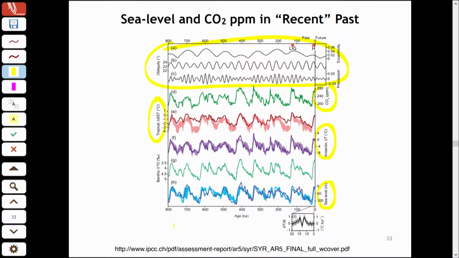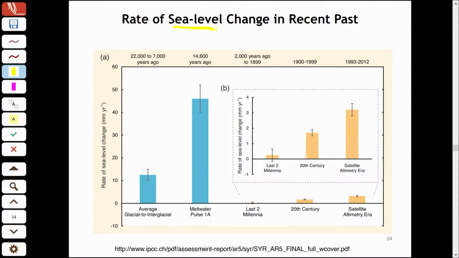If you look at one of the headline figures in terms of sea level changes in the recent past, what we are looking at is the rate of sea level change. About 20,000 years ago, there was a rate of sea level change of the order of about 12 millimeters per year. Around 15,000 years ago, there was a specific climatic event during which the rate of sea level change was as high as 40 millimeters per year. Over the last 2000 years, it is minuscule, 0.2 millimeters per year. And in the 20th century, we have 1.7 millimeters per year.